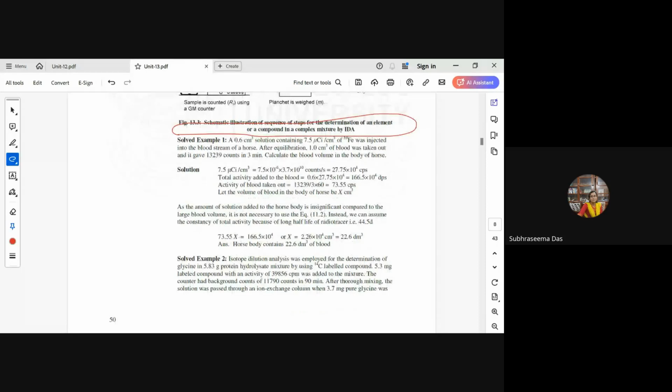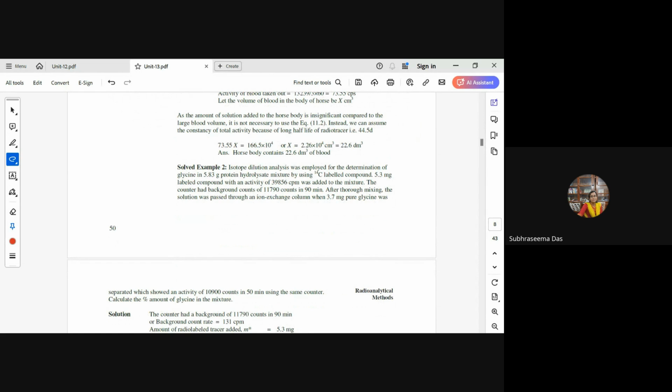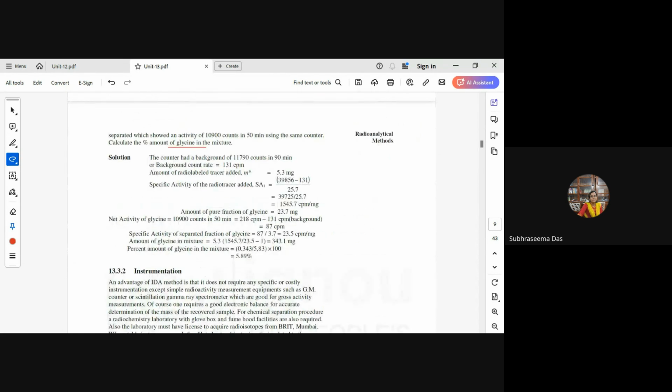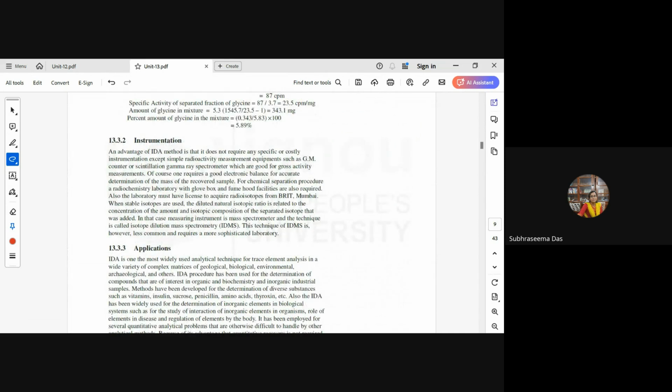So here, one example has been given, which shows how to calculate the percentage of a particular component in a mixture by IDA. Then coming to the instrumentation of isotopic dilution analysis.